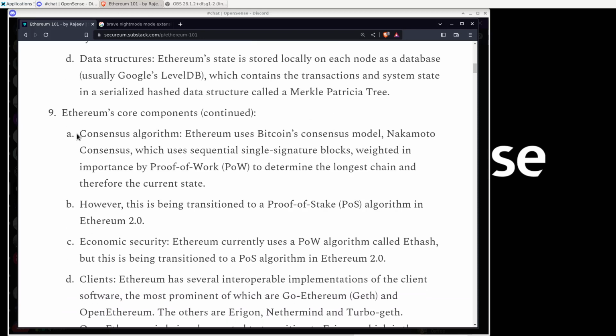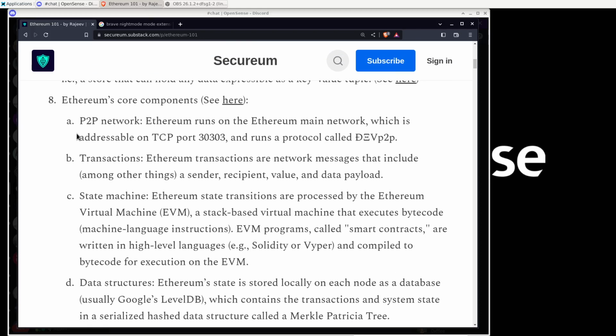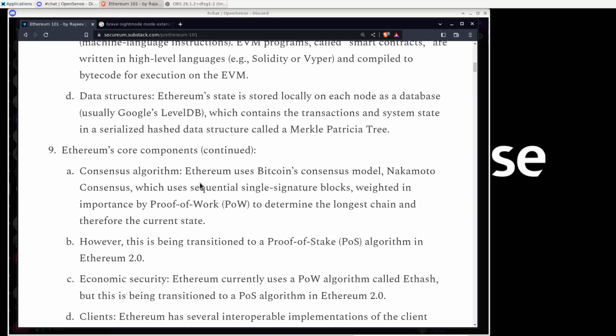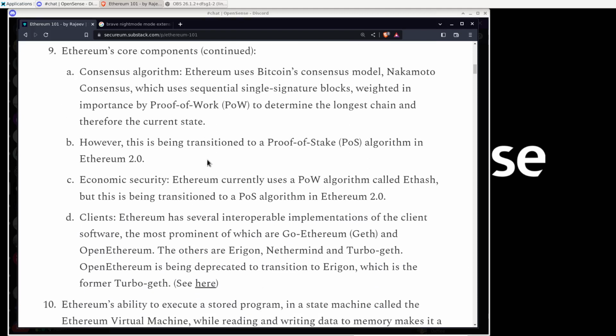Ethereum core component. So let's just go back to this one because it's important. So P2P network, transactions, state machine, and data structures. So I guess the place to save the information, how the information gets changed, and what kind of actions actually start that state change and the network itself. Cool. Let's go to the Ethereum core components.